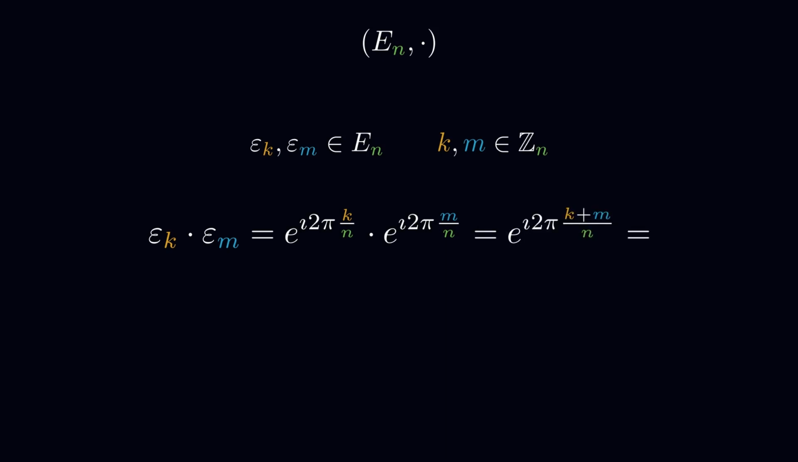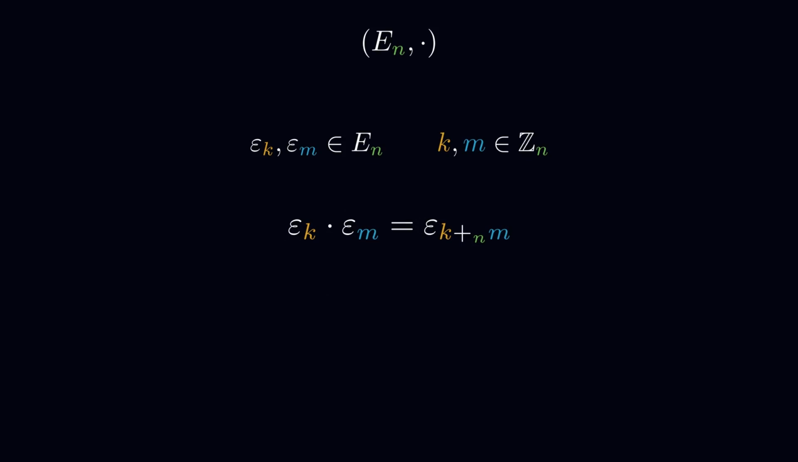We have a problem with k plus m. But we know that in an exponent, we care only about angles from 0 to 2 pi, so k plus m over n must be smaller than 1. We can get it by adding k and m modulo n. Thanks to this, we will see that multiplying elements of En is the same as adding their indexes modulo n. Such similarity is called isomorphism.